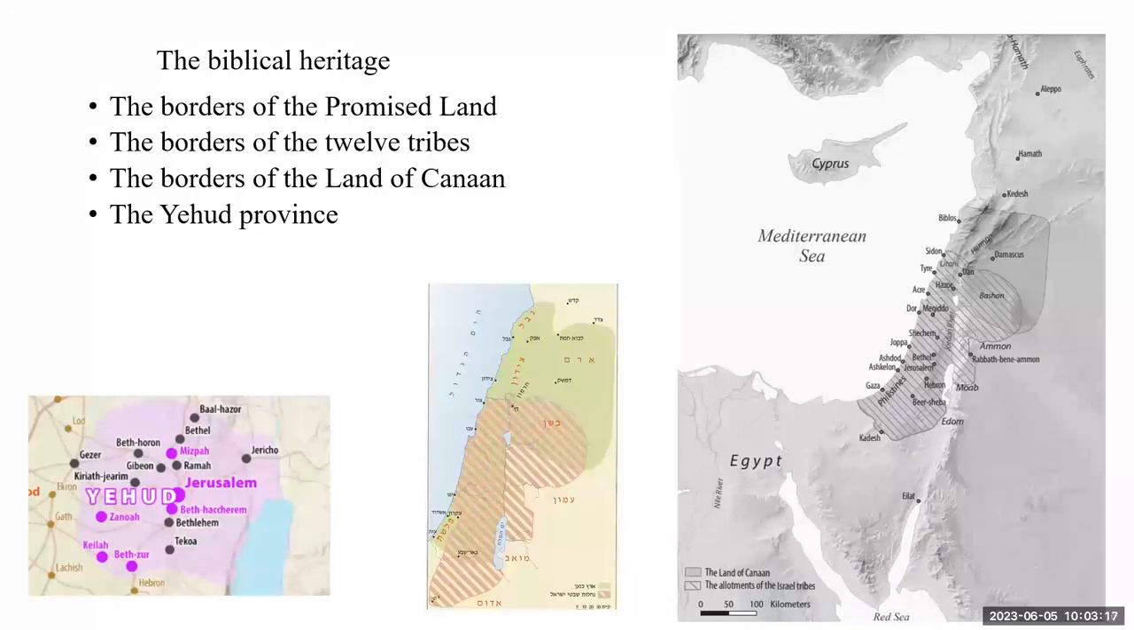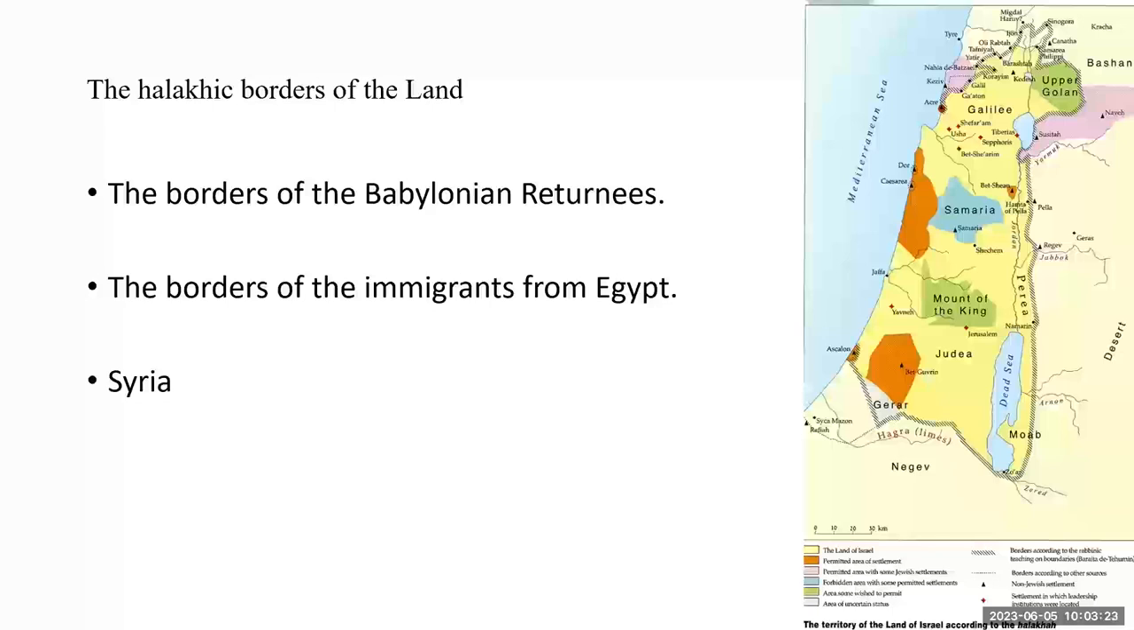The principle of varied and changing borders also appears in rabbinic literature, which contains two basic outlines. The smaller inner scheme, known as the borders of the returnees from Babylonia, and this is the map here, refers to the area that in the rabbis' perception had been settled by the returnees from Babylonia during the Persian period. The wider external system, the border of the Egyptian immigrants, relates to the space settled by the Israelites from Egypt, who had entered the land earlier with its conquest by Joshua and who remained there until the end of the Second Temple period.